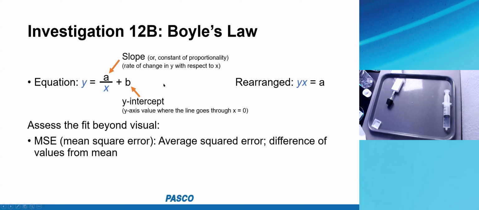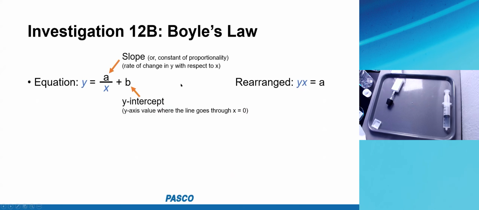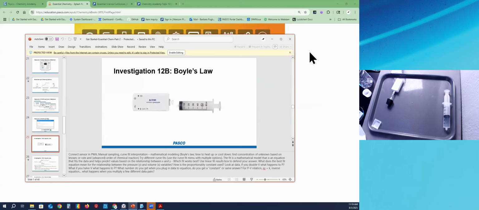Okay, we're going to do the Boyle's Law lab. We talked about slope. We're going to do a different kind of fit for Boyle's Law. It's not going to be a linear fit. We're going to try a different one. Let's see how that lab looks.